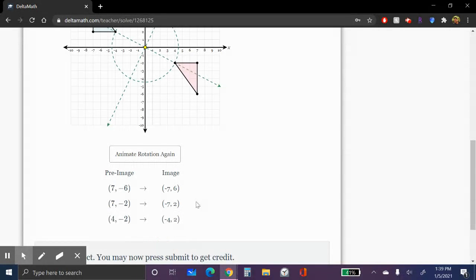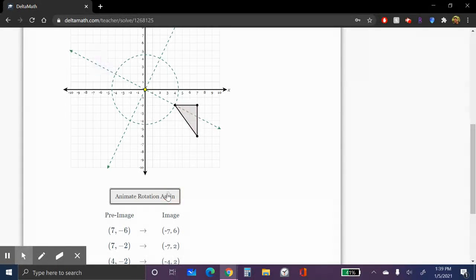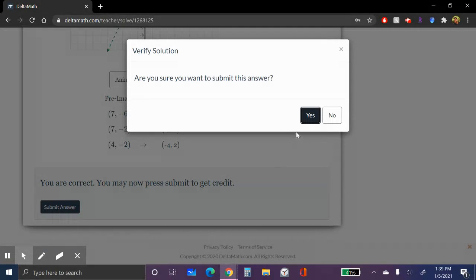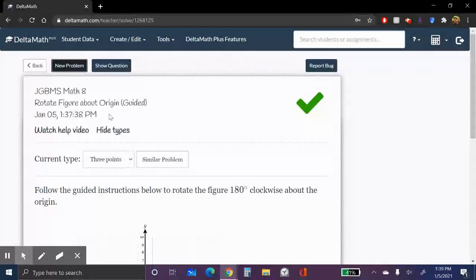Try the values. You are correct. You want to animate it just to see that it turns 180 degrees, and it does. All right, submit that. Let's try another one.